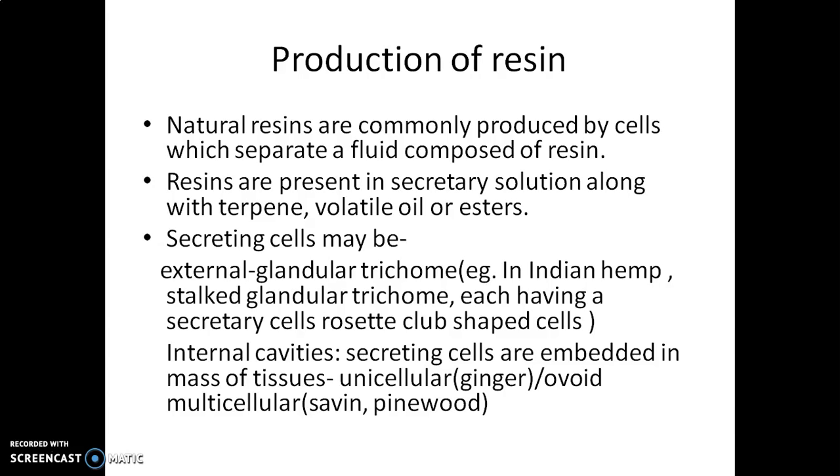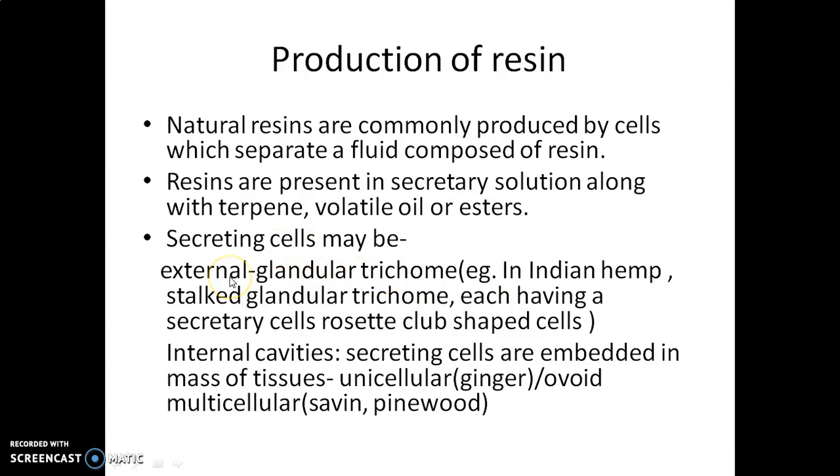The next section will be discussing the production of resin, how the resin is produced or formed in plants. Natural resins are commonly produced by cells which secrete a fluid composed of resin. Resins are present in secretory solution along with the terpenes, volatile oils or ester. So basically resins are secreted by the secretory cells, and these secretory cells may be of following types.